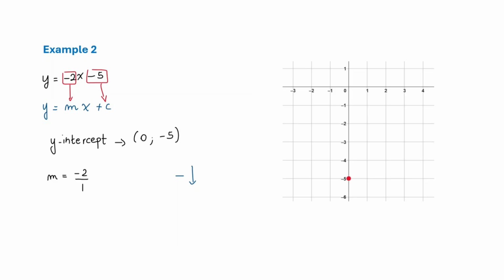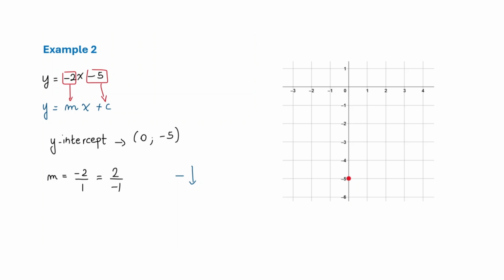So what can we do? We can rewrite the same gradient in an equivalent way. Negative 2 over 1 is the same as 2 over negative 1. This is because negative 2 divided by 1 gives negative 2, and 2 divided by negative 1 also gives negative 2. So, when the gradient is negative, we can place the negative sign either in the numerator or in the denominator. The important thing is that we only place the negative sign in one of them.